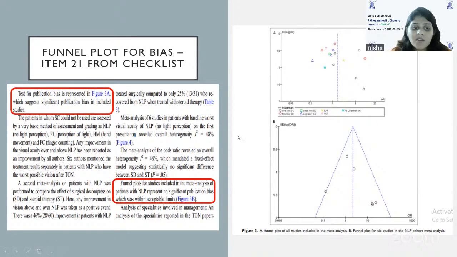publication bias. And this funnel plot is for the 6 studies that included patients with no light perception. And here it is a roughly symmetric distribution, however, there were not enough study points to confirm the same. So here they have mentioned the same, that the funnel plot for studies included in the meta-analysis of patients with NLP represents no significant publication bias, which was within acceptable limits.